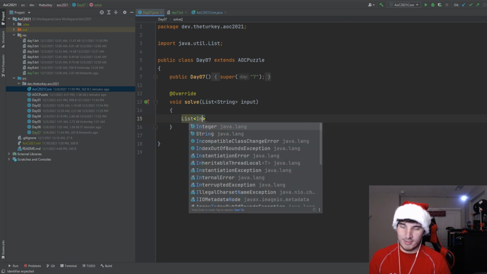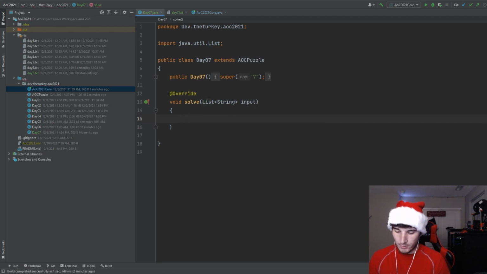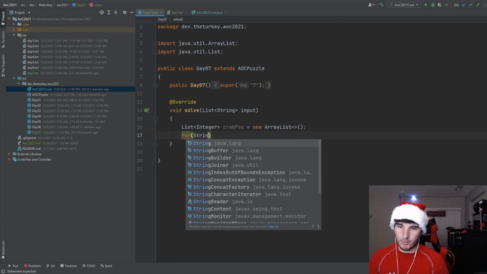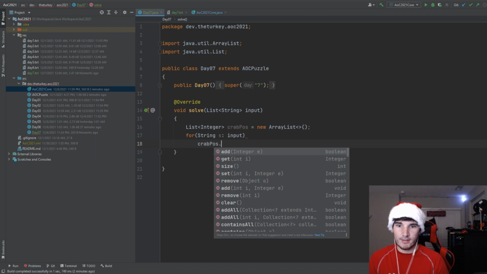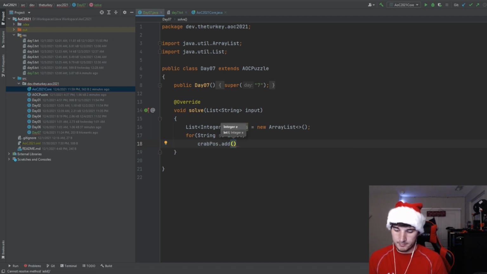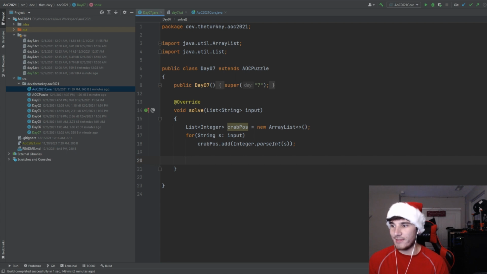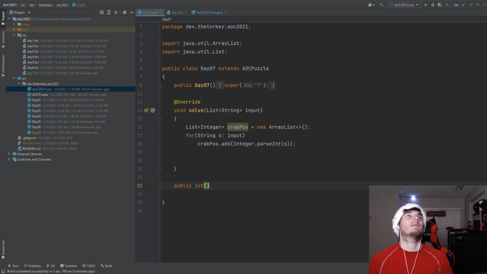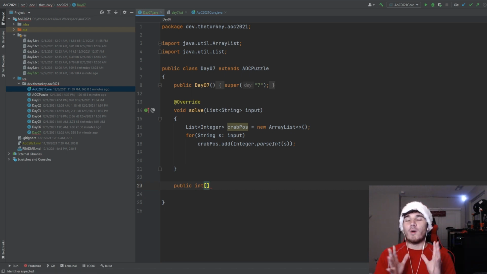Well, first let's convert these all to integers. Well, we can't do that directly, but we will convert these all into integers. These are going to be the crab positions, I guess. For all the strings in our inputs here, just go through again like we did yesterday and convert them all to integers. So, how do we want to go about figuring out the least amount of movement? We're probably going to make this a method. It's going to be the distance from each one that it comes down to.